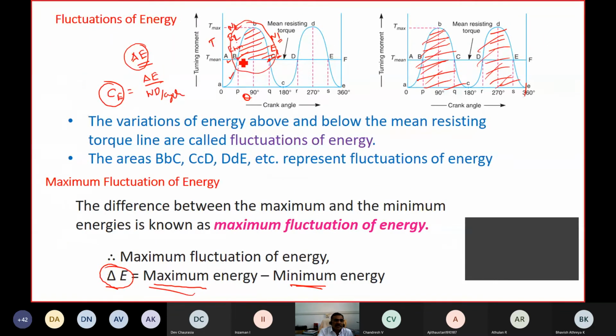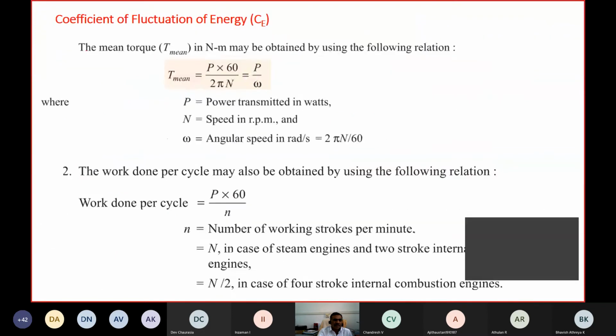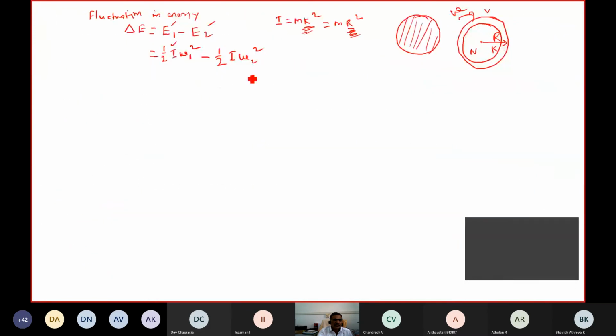This is a point where energy is minimum. This is the point where energy is maximum, speed is maximum. Here energy is minimum, speed is minimum, right? Same one we have taken here also.